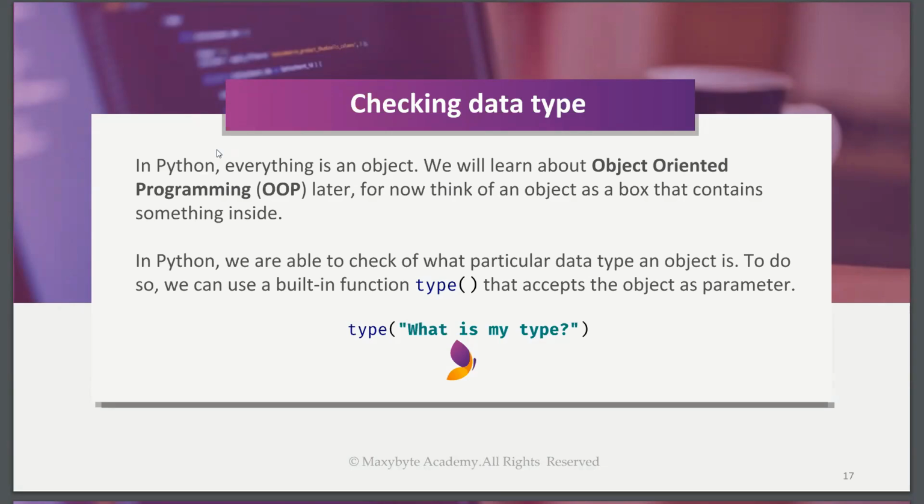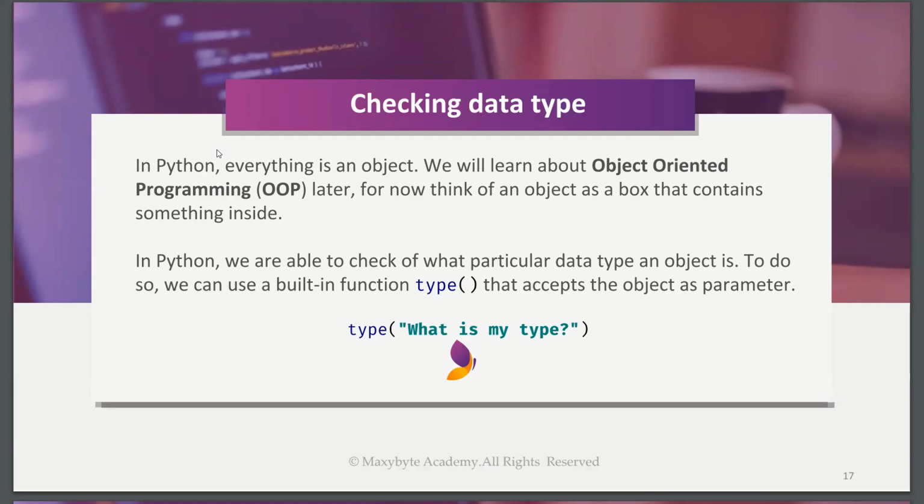And that's what we did. So in Python, we said everything is an object. Have that in mind. A string is an object. Integer is an object. Float is an object. Whatever it is that we do in Python is all an object.